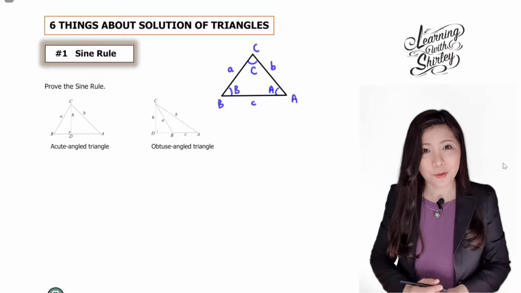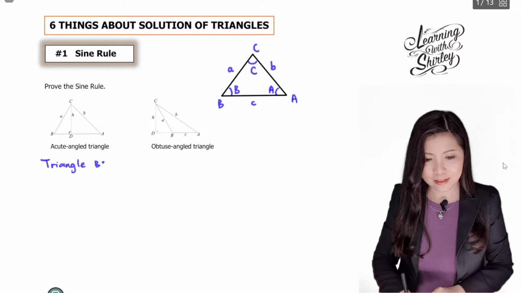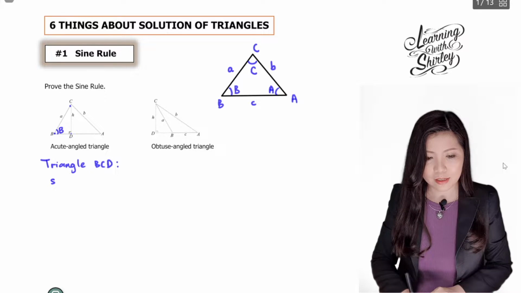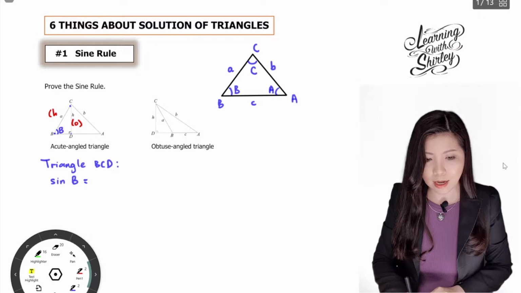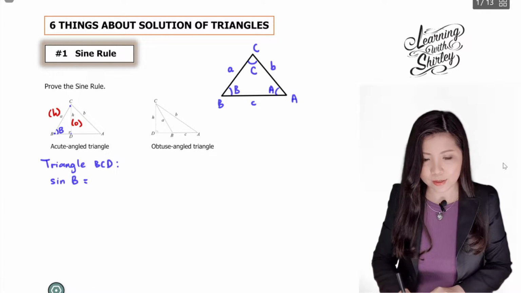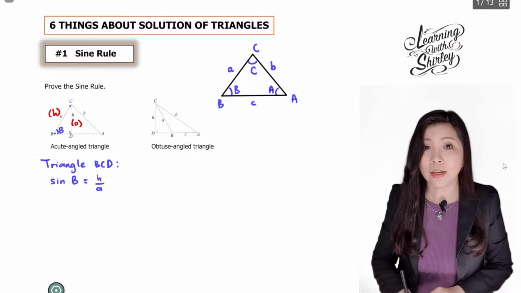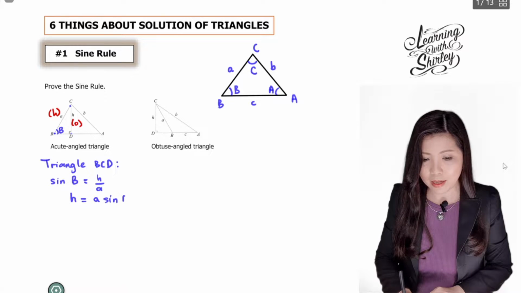Next, we're going to prove the sine rule. To prove the sine rule, I'm going to take triangle BCD. I'm going to take this as angle B so that I can find sine B. Sine B is opposite side over hypotenuse. This is the opposite side and this is the hypotenuse. So sine B is h over a. Then I'm going to make h the subject, so h is a sine B.